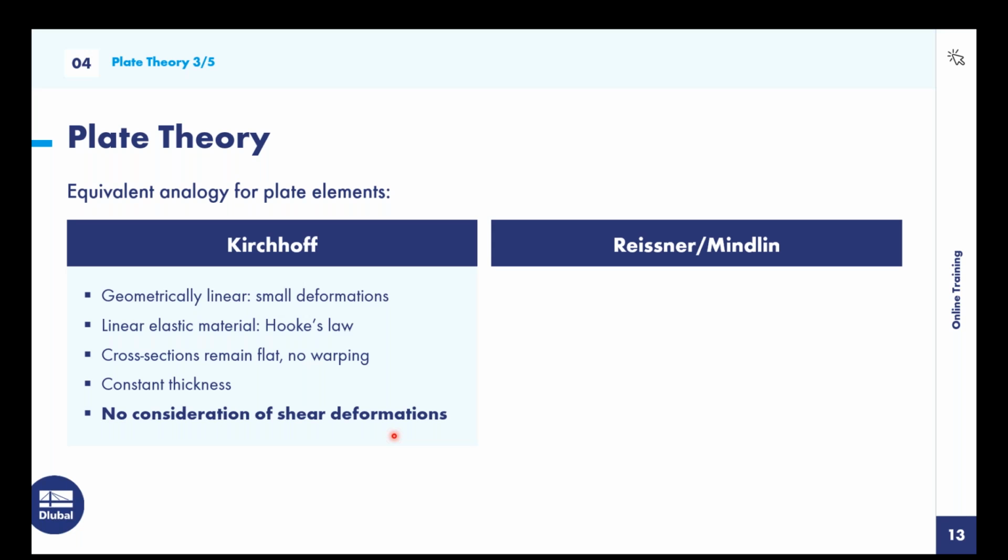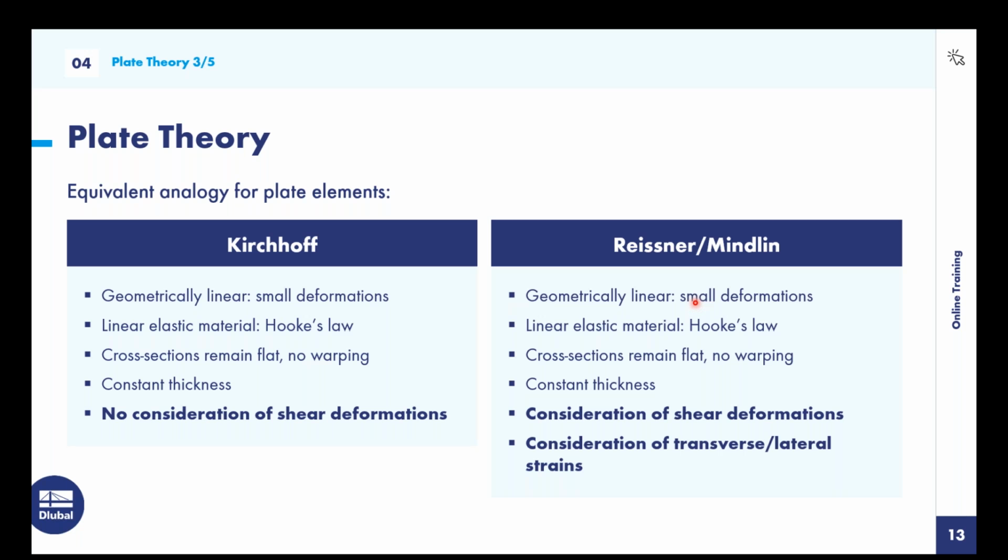And then, similar to the Timoshenko theory, we have the Reissner-Mindlin theory, which works the same for plates. Here, we're making basically the same assumptions as the Kirchhoff theory. These first four assumptions are the same. But what's different is that we consider shear deformations, and we also take into consideration transverse/lateral strains for this theory. So you can see here, with Kirchhoff theory we don't consider shear deformations, and with the Reissner-Mindlin theory, we do.